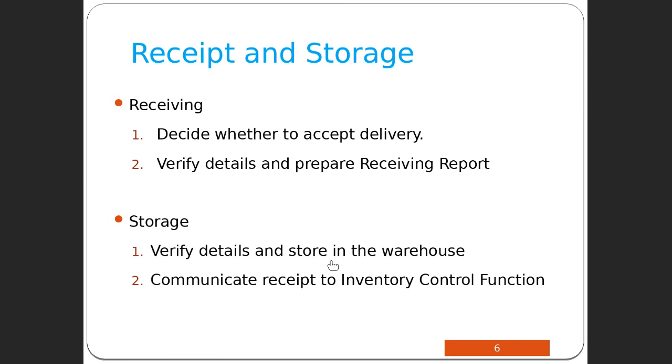You verify the details and you store them in the warehouse, and you communicate this to the inventory control function. The inventory control function is responsible for keeping a record of the inventory. So all the inventory items that are purchased are added to the inventory list, and the inventory control function does that. So the warehouse will inform the inventory control function so that they can add the inventory to the inventory records.